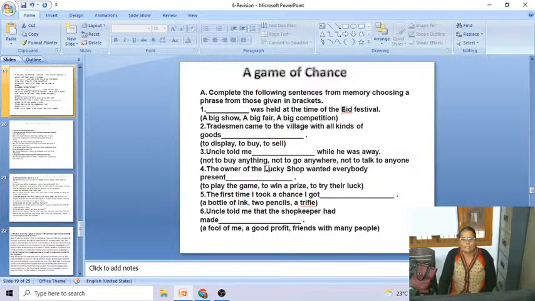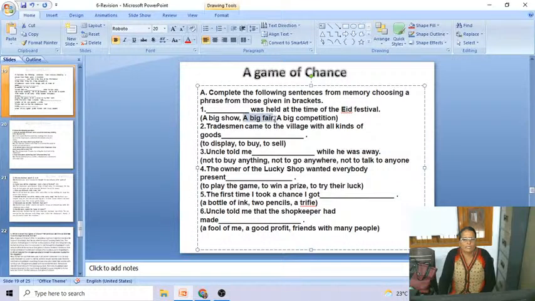Complete the following sentences from the memory. Okay. What is it? Dash was held at the time of Eid festival. A big show, a big fair, a big competition. Okay, you all know that it is a big fair. So I am just going to change the color of this answer. That's all. Okay. Now, tradesmen came to the village with all kinds of goods dash: to display, to buy, to sell.